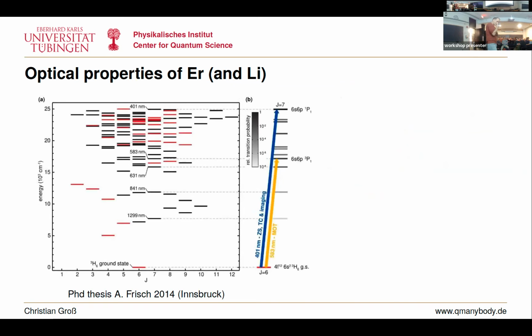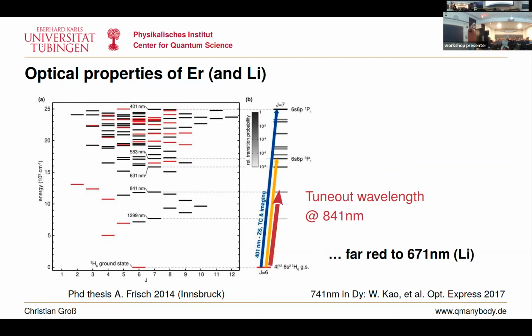Erbium-lithium is in one respect unique, I would say. Erbium has its main cooling and manipulation wavelength in the blue, at 401 nm, and in the yellow, at 583 nm. But there's also a narrow line at 841 nanometers. We can use this 841 nanometers by going slightly red detuned to it, which will balance the repulsive effects we get from the blue detuning. We are red detuned to the blue and yellow wavelengths and blue detuned to the 841 line, and we can balance the polarizabilities that we get from these lines and realize the tune-out at 841 nanometers.